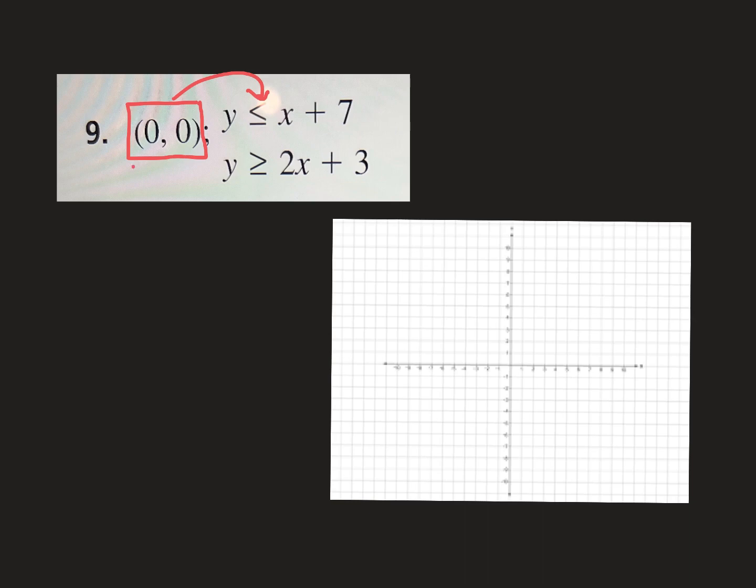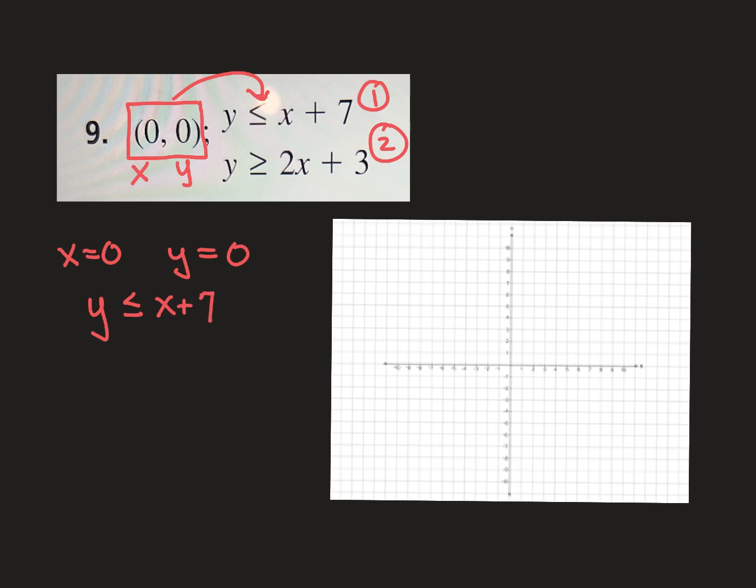Remember that the first part of your ordered pair is always an x value, and the second part of your ordered pair is always a y value. So we start by just letting x equal 0 and y equal 0 in our two statements. We can call this one statement 1, and this one statement 2. In the first statement, we're asked to figure out, does (0, 0) work in the inequality y is less than or equal to x plus 7.